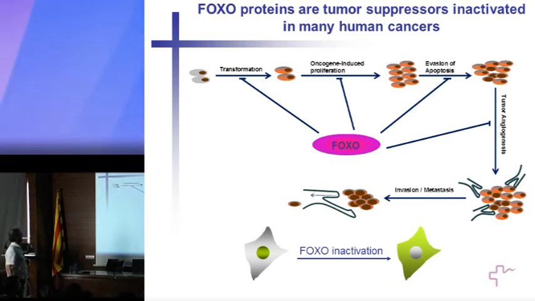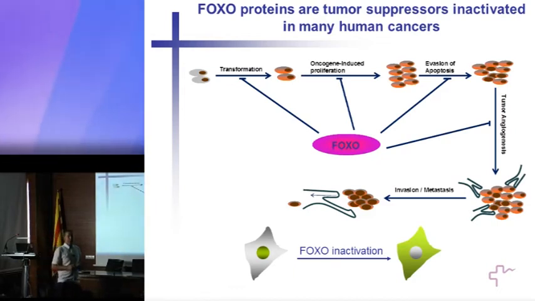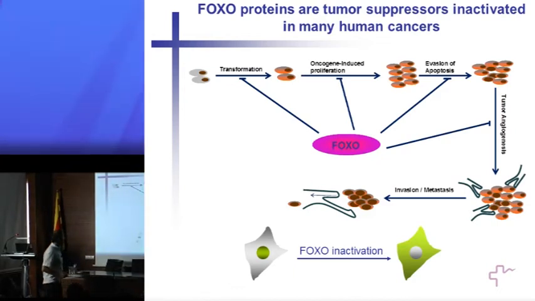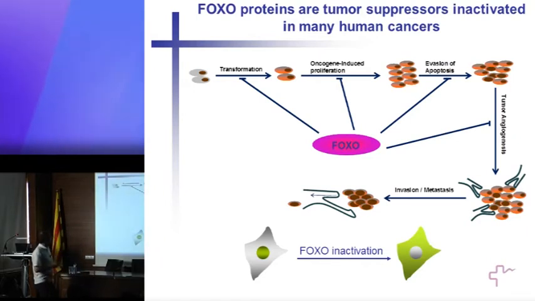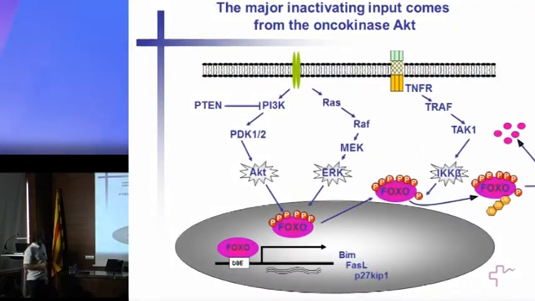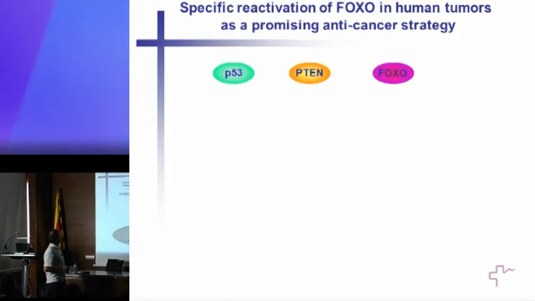And since Foxo are transcription factors, they exert their function within the cell nucleus. And in many cancers, Foxo proteins are inactivated via mislocalization to the cytoplasm. The major inactivating input comes from the oncokinase AKT, but there are other oncokinases like ERK or IKK beta also inactivating these tumor suppressors.